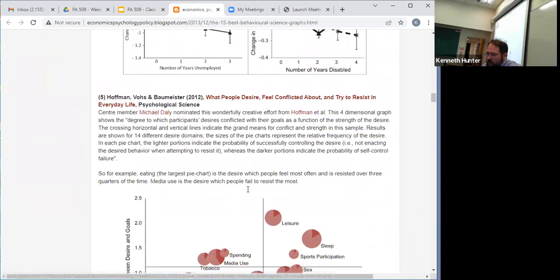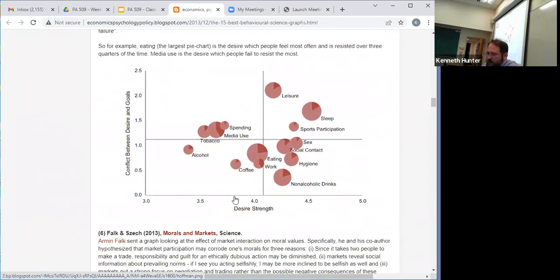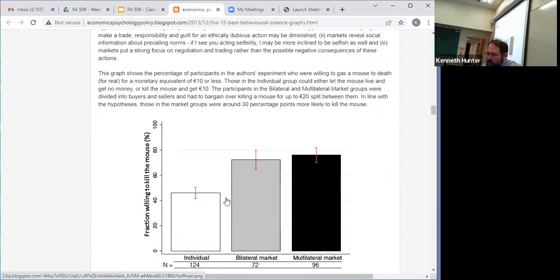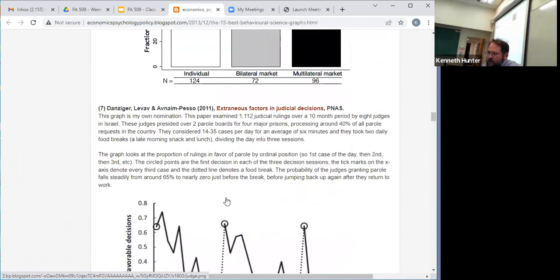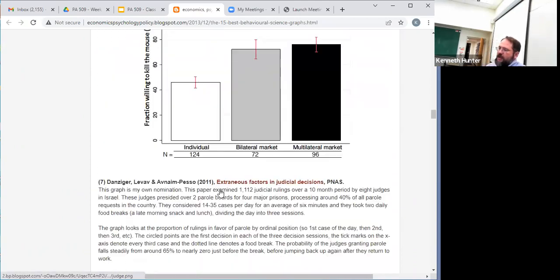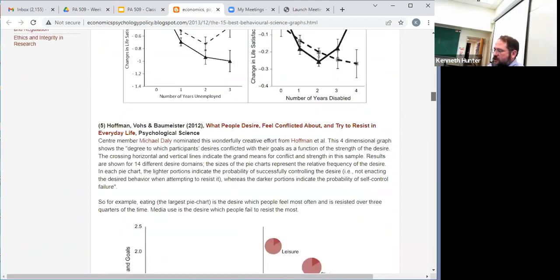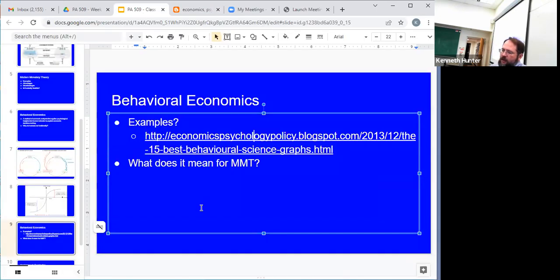Let's see if there's one else here. I was trying to see one. But this is an interesting one to look at. I don't know if there's really any other ones I want to look at directly, but this is interesting, and you can look at it at your leisure, but really trying to understand what is going on with behavioral science and behavioral economics.